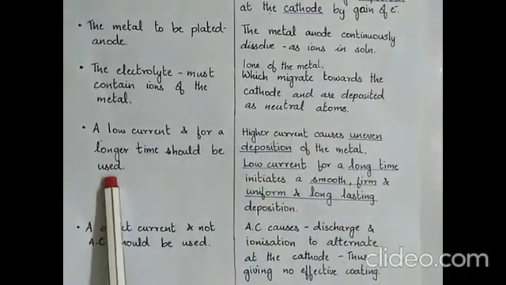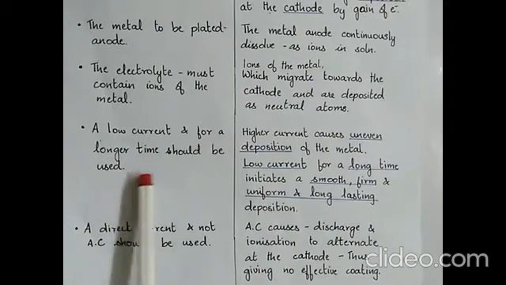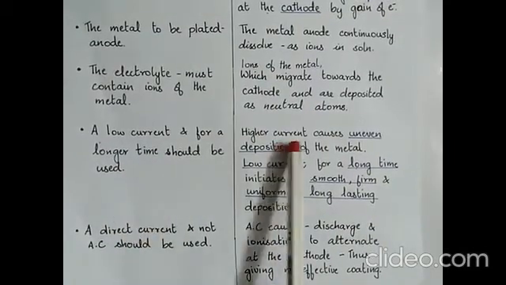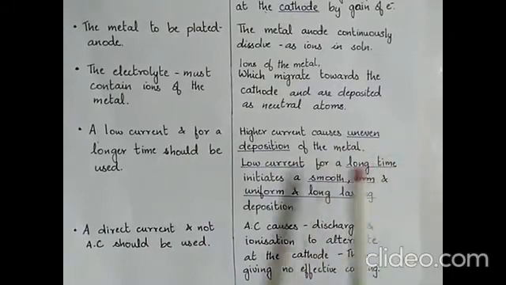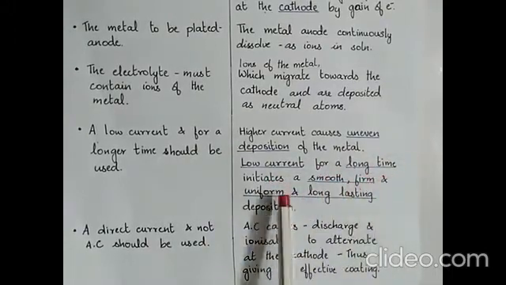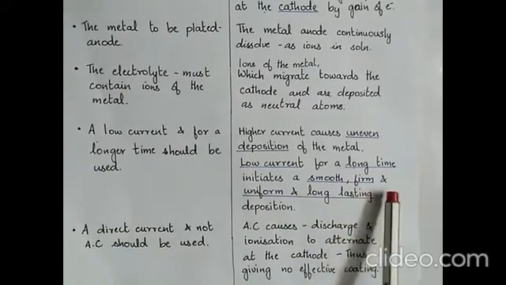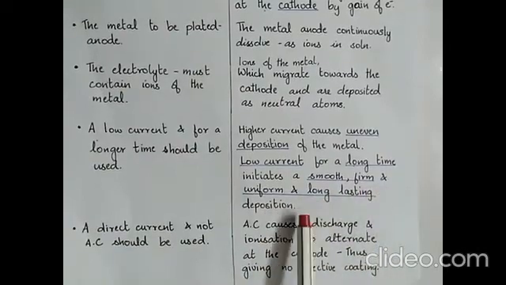The next point, a low current and for a longer time should be used. Higher current causes uneven deposition of the metal on the article. So low current for a long time initiates a smooth, firm, uniform and long lasting deposition.